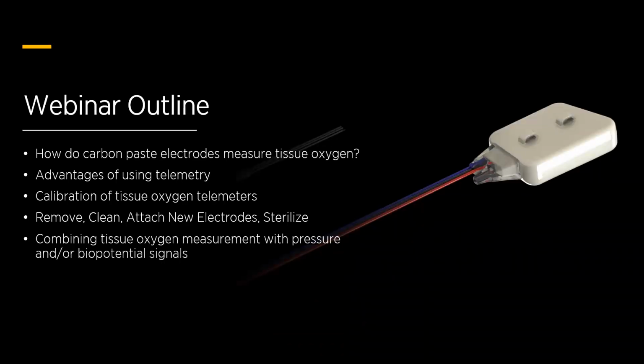Today I'm going to give you a quick run through of how carbon-based electrodes are used to measure tissue oxygen and the advantages of doing that and other studies by telemetry. I'm going to walk you through how we calibrate the tissue oxygen telemeters. Because our telemeters are reusable, I'm going to explain how you can remove, clean, and prepare those telemeters for reuse for your next animal. Then I'm going to give you some examples and show you how you can combine the tissue oxygen measurement with other pressure or biopotential signal measurements.